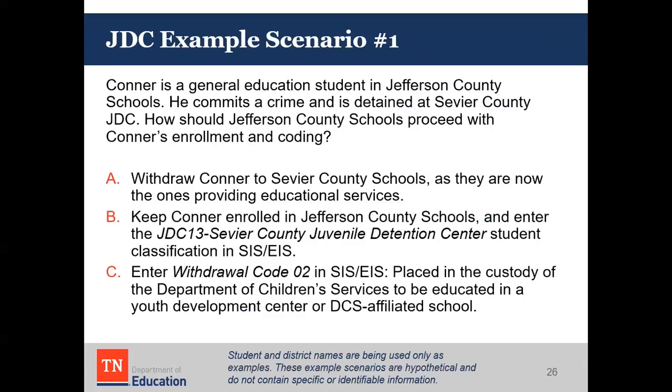A, withdraw Connor to Sevier County Schools, as they are now the one providing educational services. B, keep Connor enrolled in Jefferson County Schools and enter the JDC13 Sevier County Juvenile Detention Center student classification in SIS EIS. Or C, enter withdrawal code 02 in SIS EIS, placed in the custody of the Department of Children's Services to be educated in the Youth Development Center or DCS affiliated school. Again, if you need more time, feel free to pause the recording.